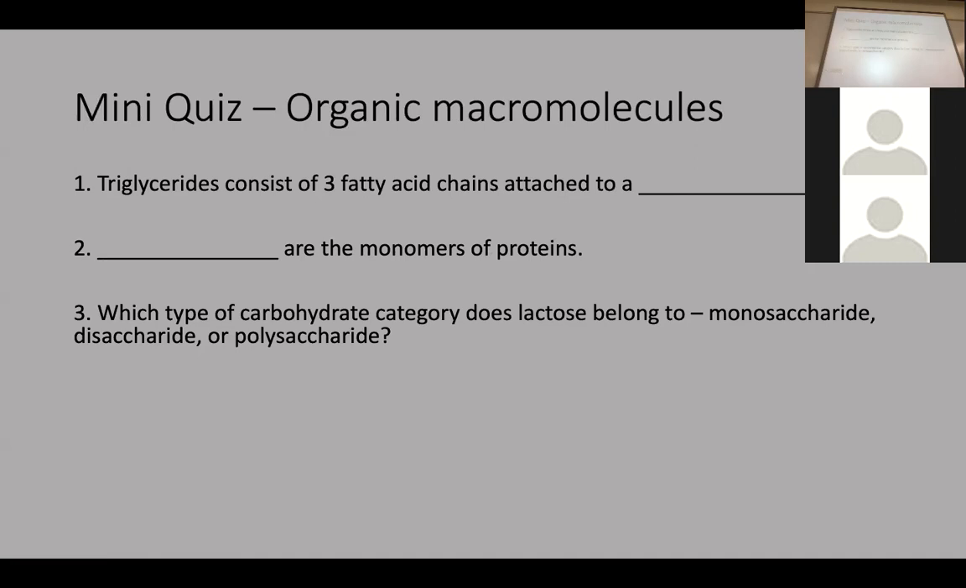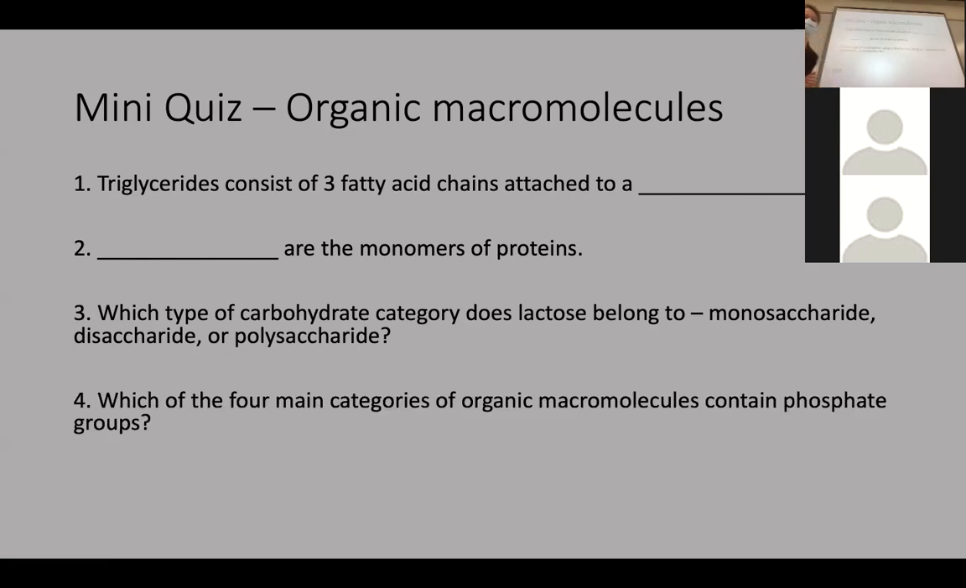Okay, which type of carbohydrate category does lactose belong to? Mono, di, or polysaccharide? Disaccharide, yeah. Who remembers what 2 pieces make it up? 2 monomers. And galactose, yeah, that's pretty easy. So it's always glucose in any of the disaccharides. And then it's lactose. So the other one is galactose. Cool. And it is a disaccharide.